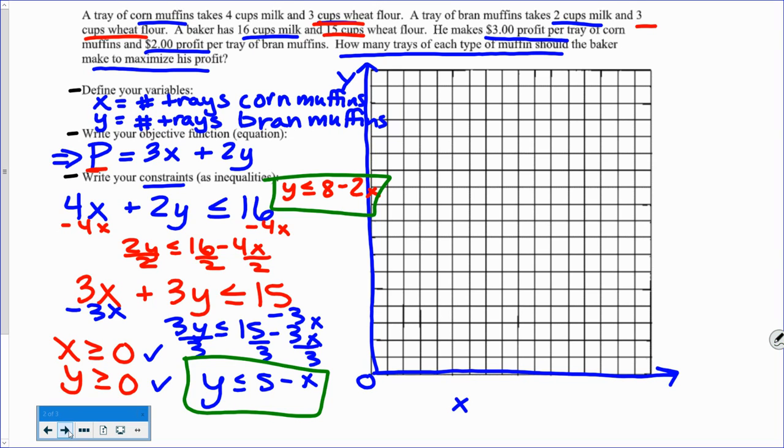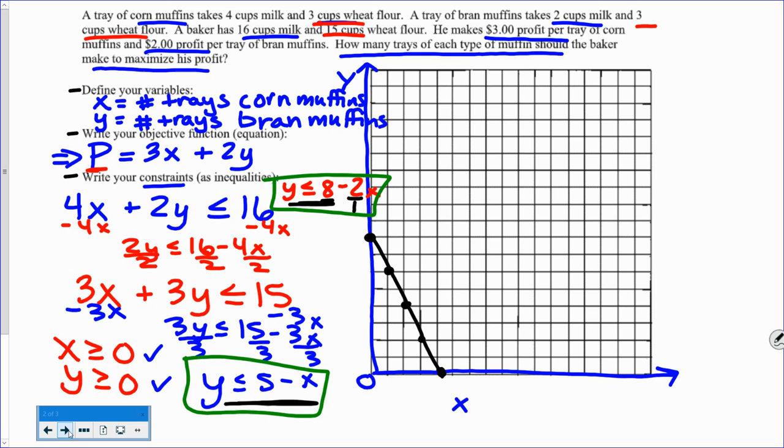Starting with this one, 8 is my y-intercept. So 1, 2, 3, 4, 5, 6, 7, 8. And then I will go down 2, right 1 for every point. I'll make that line. And it is less than or equal to, so right now this triangle that I have would represent all of the possibilities. I'll just keep that in mind so I don't make this quite as messy.